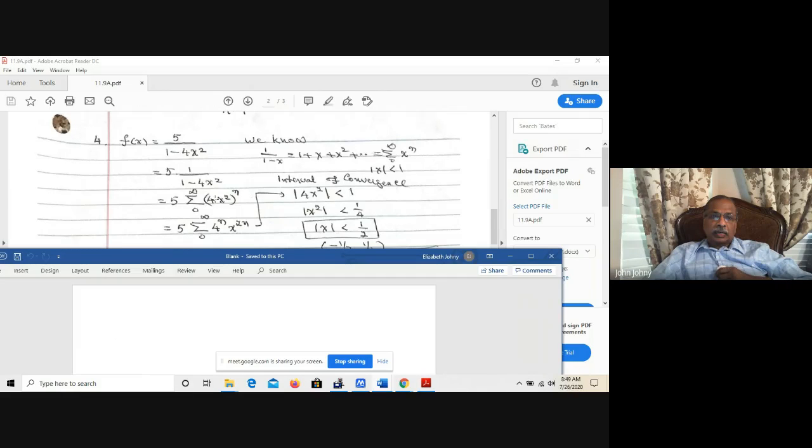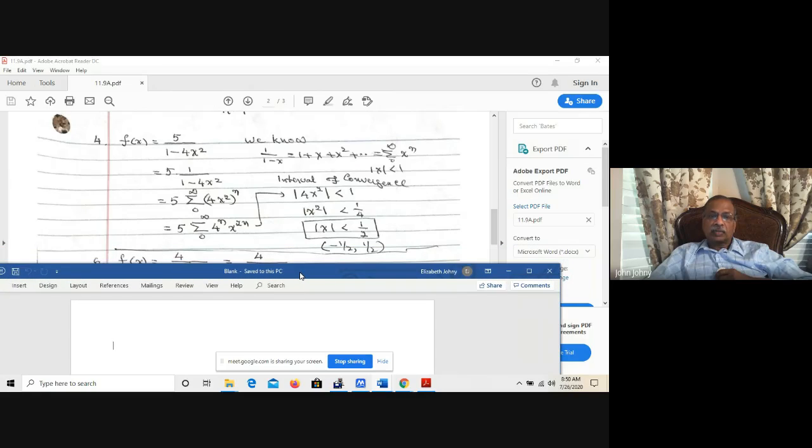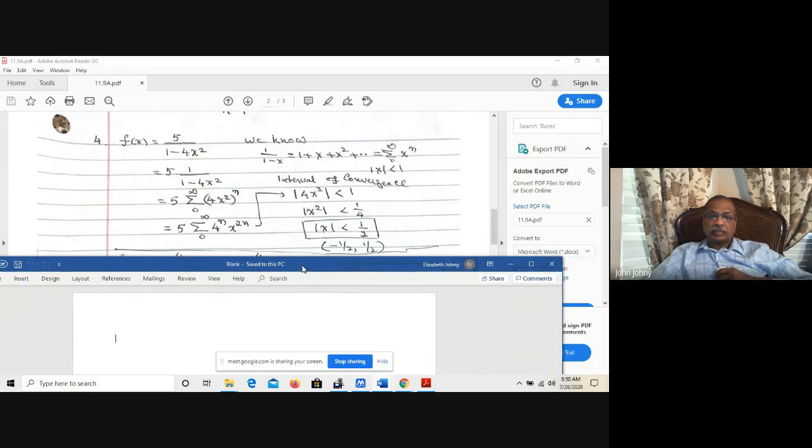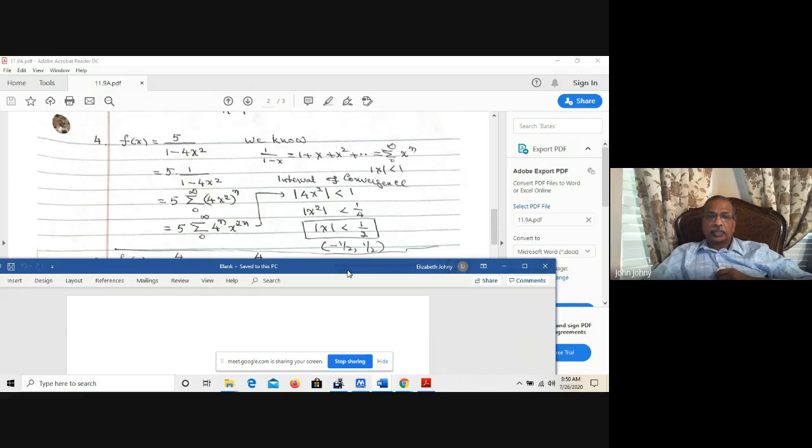Now, the absolute value of 4x squared must be less than 1, because for the basic function here, the absolute value of x must be less than 1. So you replace x by 4x squared. So the absolute value of 4x squared must be less than 1. That is, the absolute value of x squared must be less than 1/4. That is, the absolute value of x must be less than 1/2. So x lies between negative 1/2 and positive 1/2. So that is the interval of convergence.